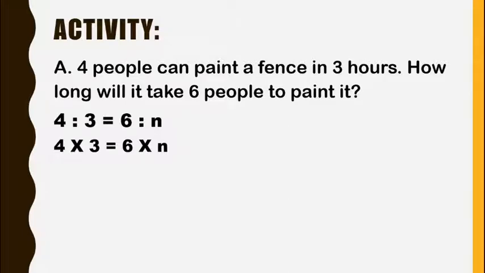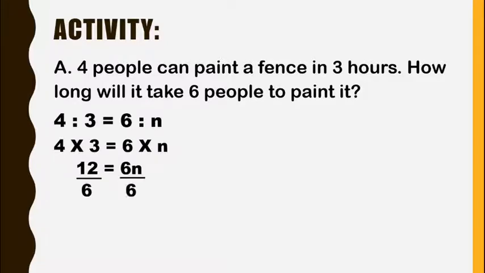Okay, so let's start solving. 4 times 3, that is 12. 6 times n, we cannot multiply a letter into a number, right? So we'll just have 6n. Because we have 12 equals 6n, we cannot say that 6 people can do the fence in 12 hours. So we need to cancel out the 6 to get our correct answer.